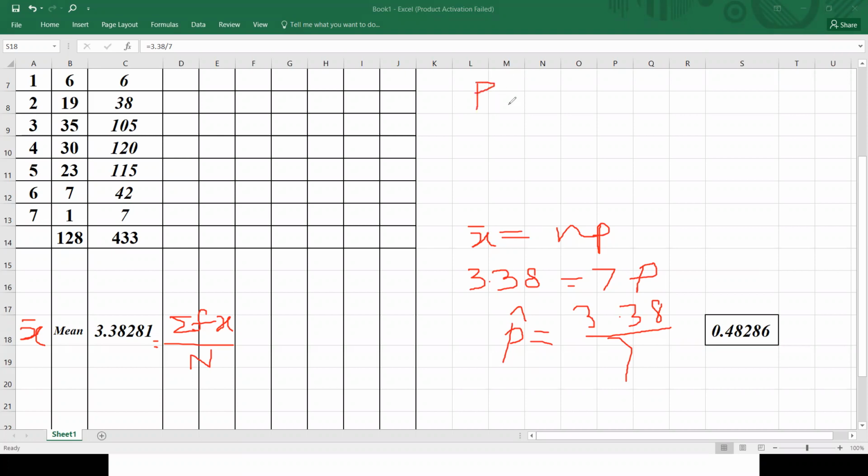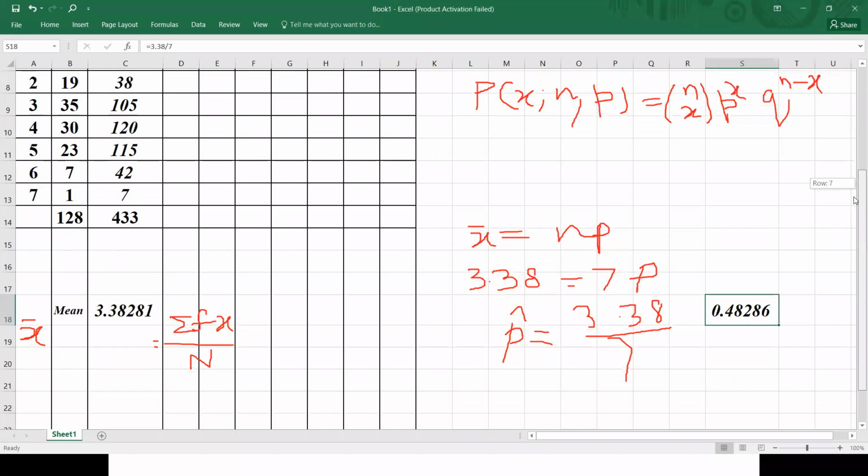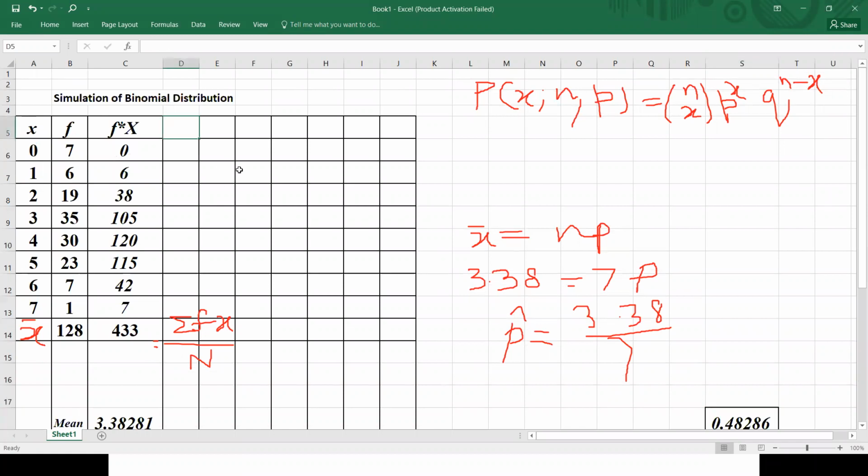Now the probabilities of the binomial distribution can be computed by the formula P(x) = NCx P raised to the power x and Q raised to the power N minus x. This is the formula for computing the probabilities of the binomial distribution. I am going to implement this formula in Excel using the value of P as 0.4826. So now the probabilities are here.